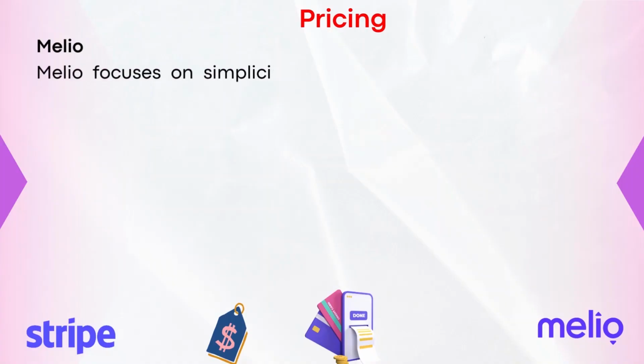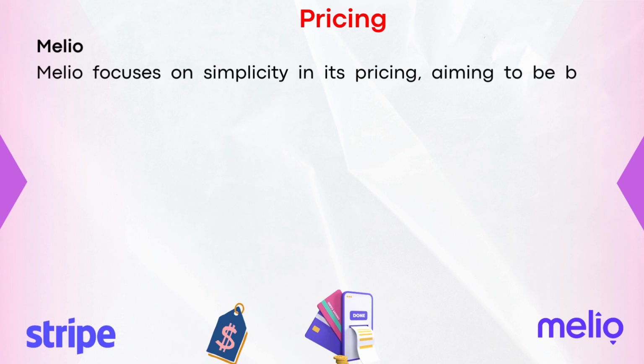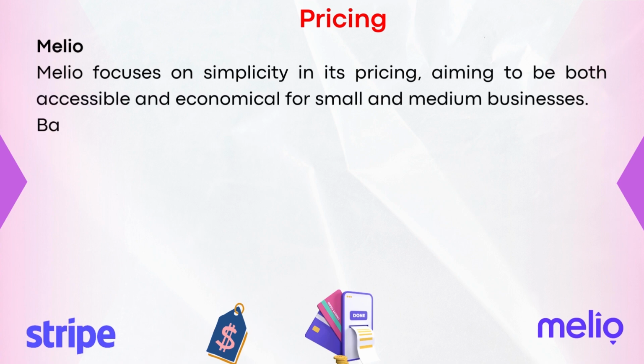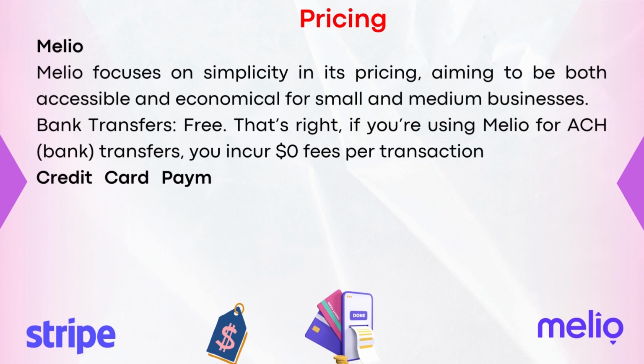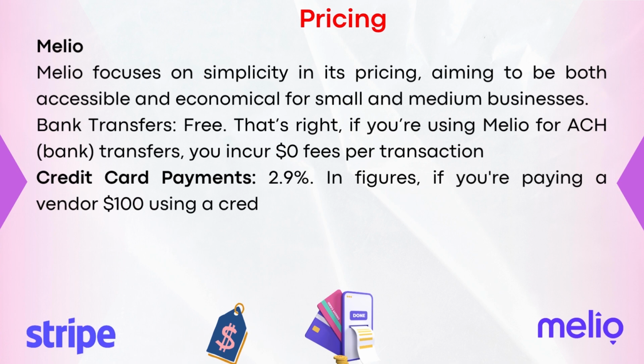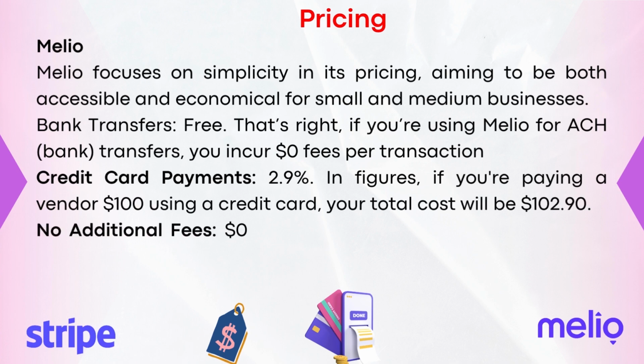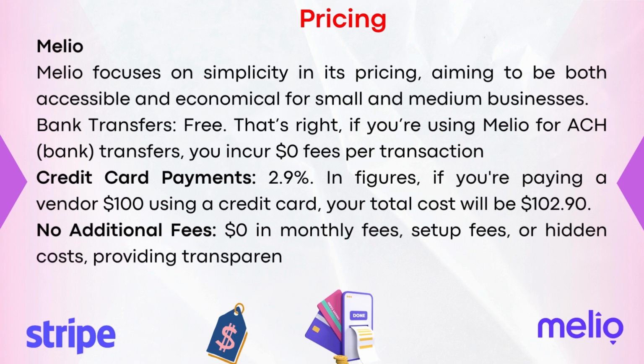Melio focuses on simplicity in its pricing, aiming to be both accessible and economical for small and medium businesses. Bank transfers: free. That's right, if you're using Melio for ACH bank transfers, you incur $0 fees per transaction. Credit card payments: 2.9%. In figures, if you're paying a vendor $100 using a credit card, your total cost will be $102.90. No additional fees. $0 in monthly fees, setup fees, or hidden costs, providing transparency and predictability in budgeting.